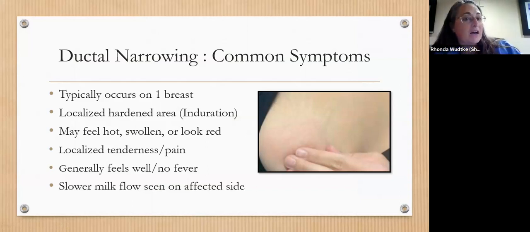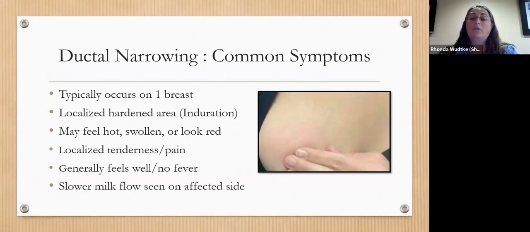Now, the old term was plugged duct. So that's why I keep going like this when I say plugged, because now we're calling it obstructed duct because of what we just talked about in that previous slide. This does typically occur on one breast, and it is an area of what we call induration. And induration is thickening or hardening of the soft tissues of a body part, and that can be the result of an inflammatory process.